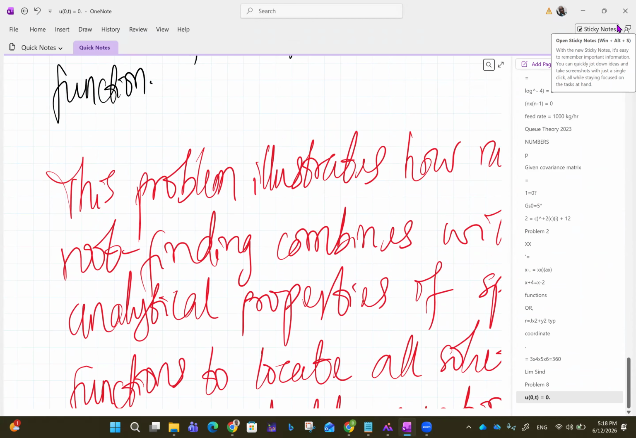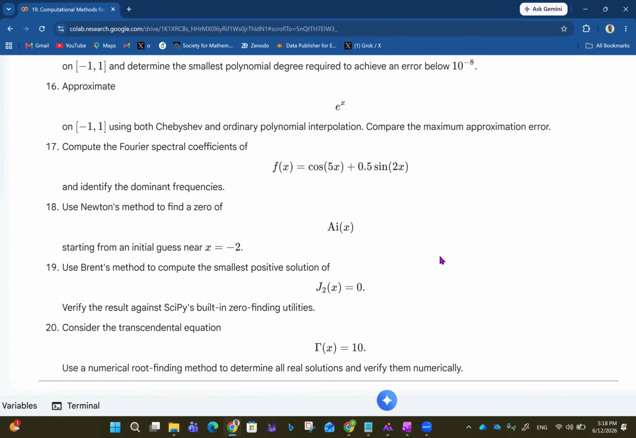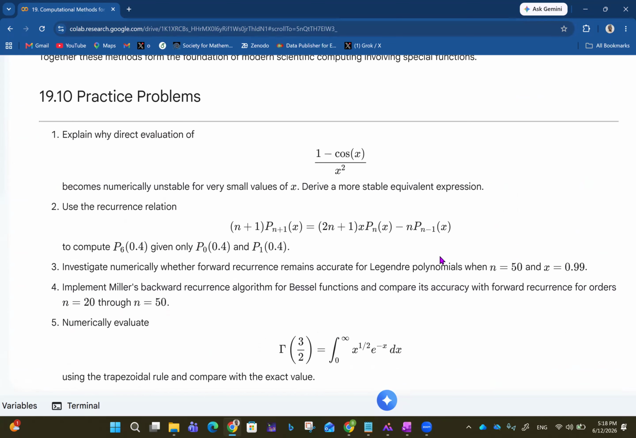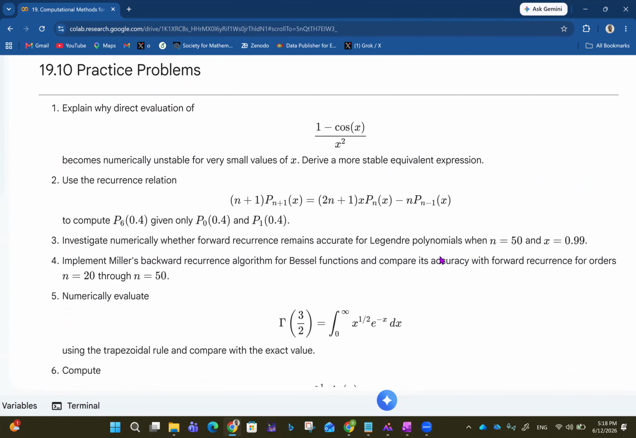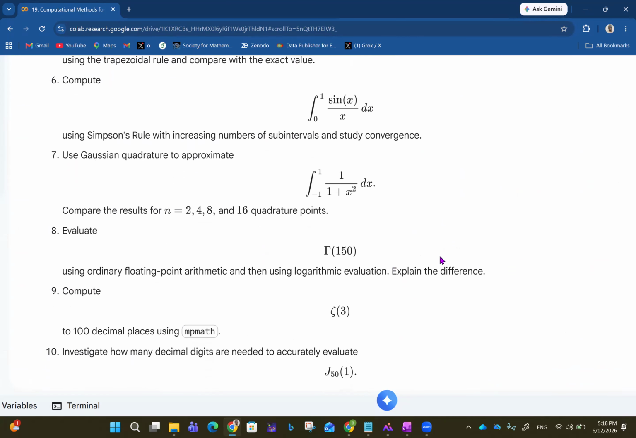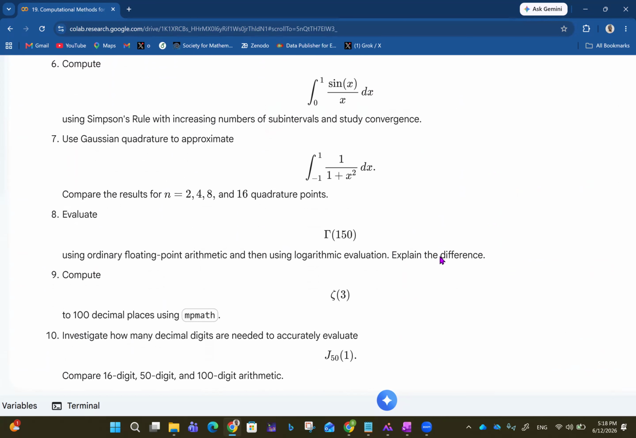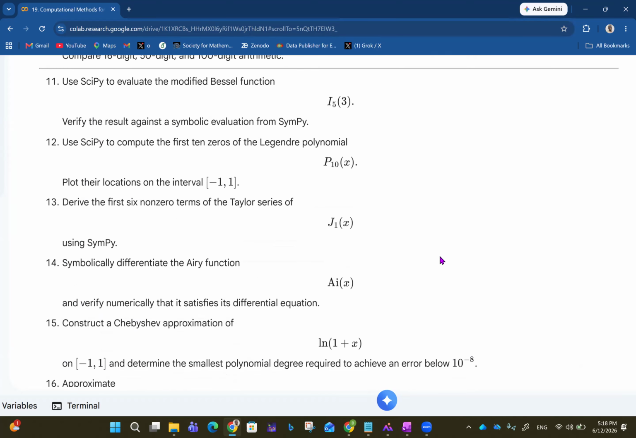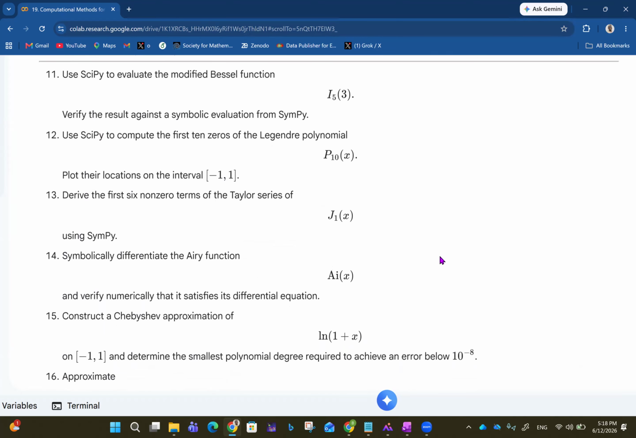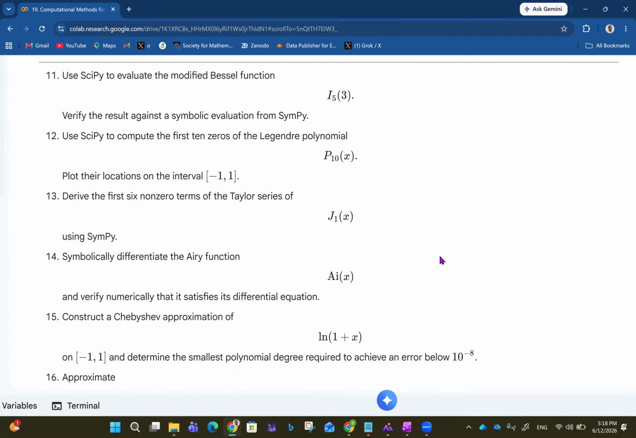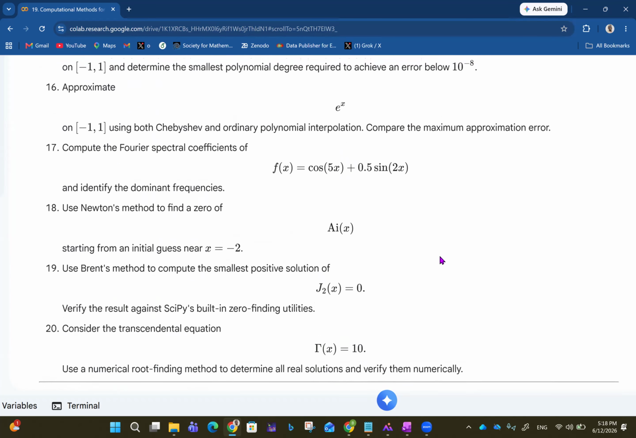So I'll just flash the questions once again and end this. Here you can see up to problem 5, then 6 to 10 here, 11 to 15 here, then 16 to 20 here.